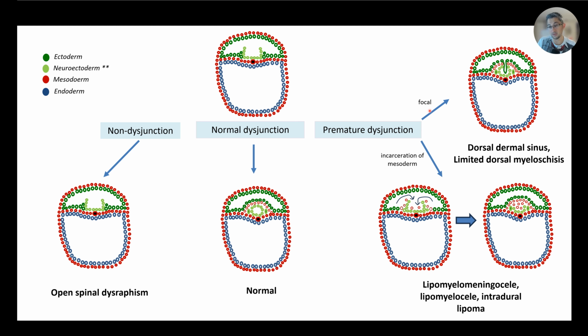So the mesodermal cells do not migrate into the tube, but there is a defect dorsally in the midline. And if the neural tissue is pulled up to the skin side, it results in limited dorsal myeloschisis. If the cutaneous tissue is pulled down to the neural side, it leads to dorsal dermal sinus.